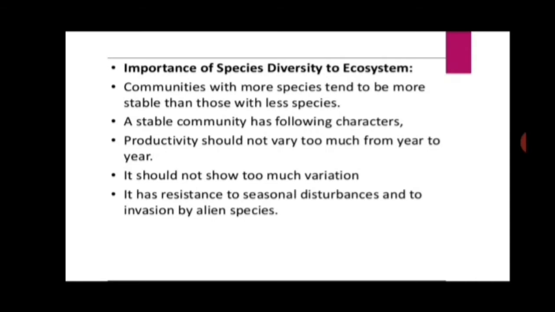Its productivity should not vary too much from year to year. Suppose this year the net primary productivity of a given field was some x gram per meter square per year. Then the next year also, if it is almost the same, we consider it to be a stable ecosystem. It should not have much variation in context of productivity as well as species. It should have resistance to seasonal disturbances like floods, droughts, etc. and also to invasion by alien species. Here, I want you all to note that the alien species play a very important role which we shall discuss later on in our presentation.